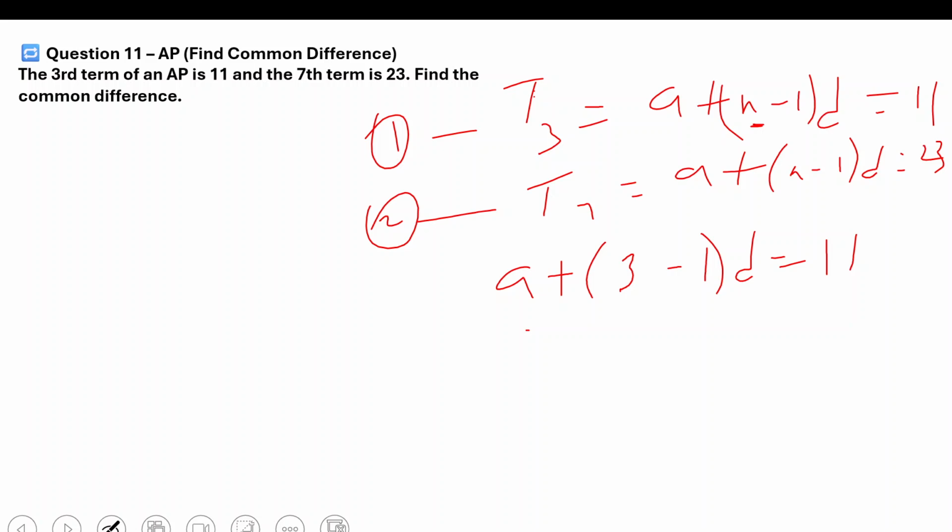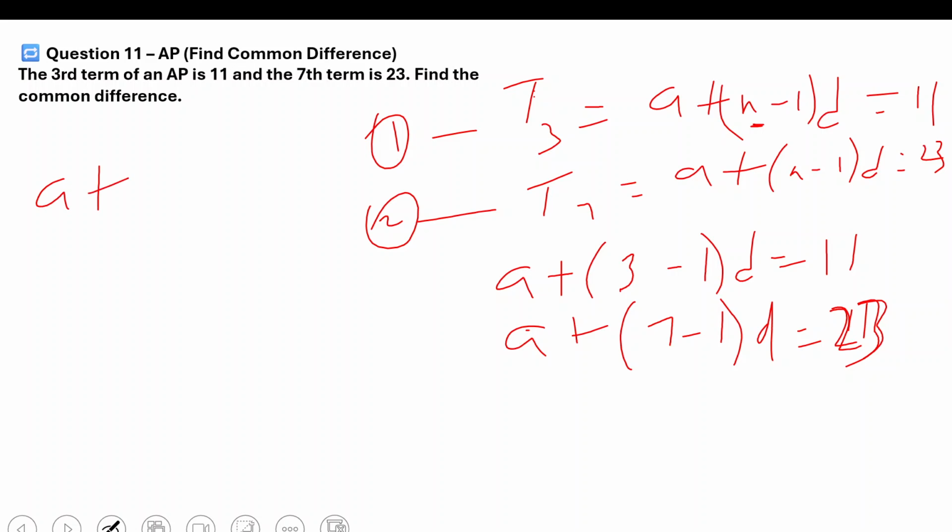Then for the second equation, A plus open bracket, and for this particular equation n is 7 because it is the seventh term, and d unknown is equal to, sorry, 23. So I have two equations to solve simultaneously, right? Let me write them here again. The first equation is A plus 3 minus 1, which is 2d, equal to 11. The second equation is A plus 7 minus 1, which is 6d, equal to 23. All right, so I have two equations here.